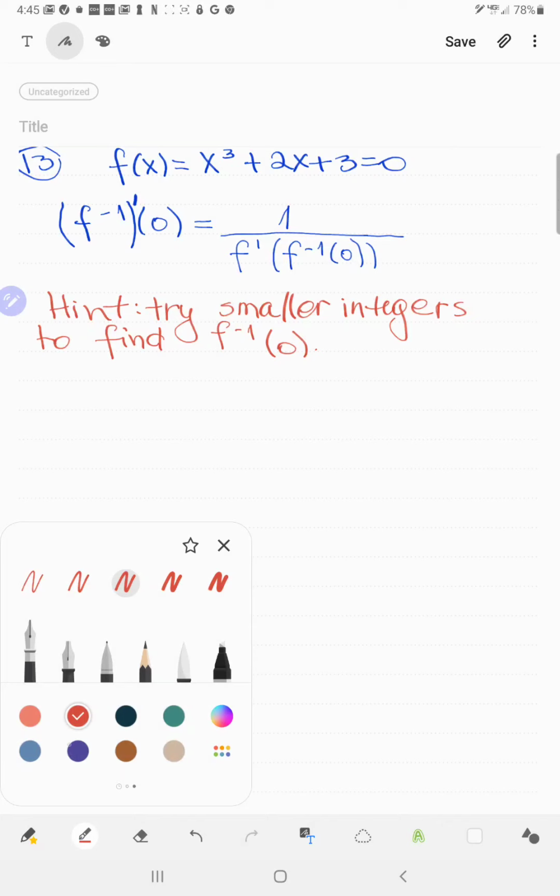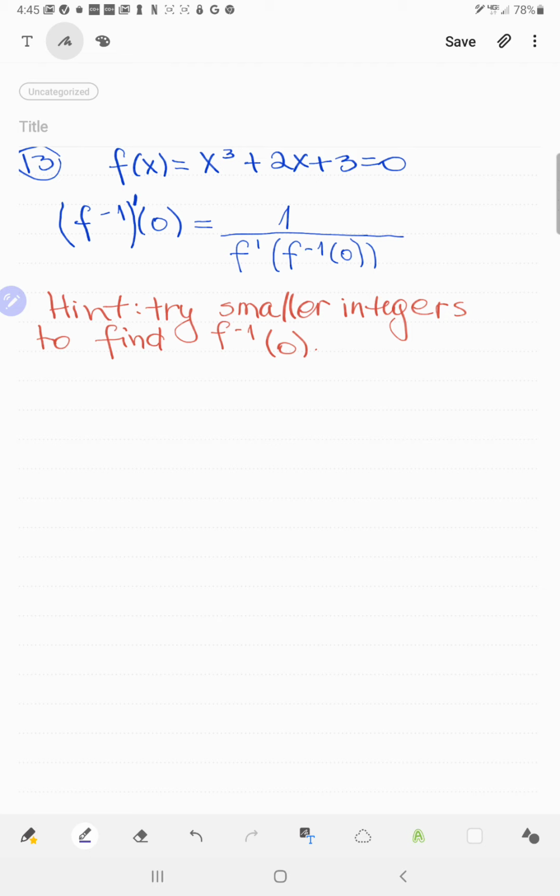Hello everyone, I had a request to make a video about question 13 on the review packet for exam 2. So here is the question. We need to find the derivative of the inverse function at 0 of that function f of x. And as you can see from the formula, we need to find two things. We need to find the derivative of f of x, and we also need to find the inverse function at 0.